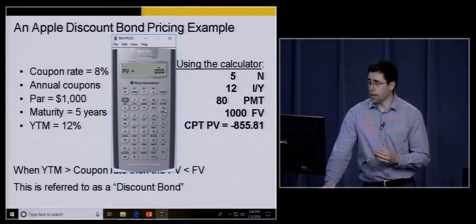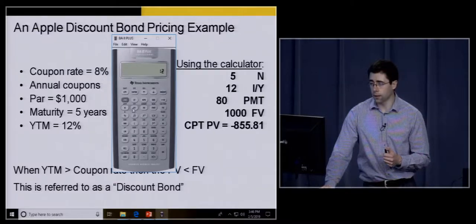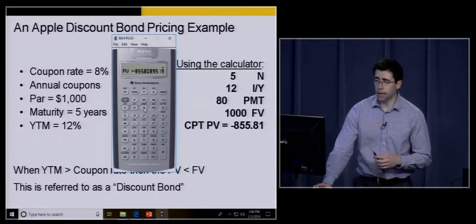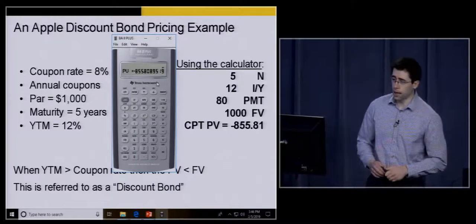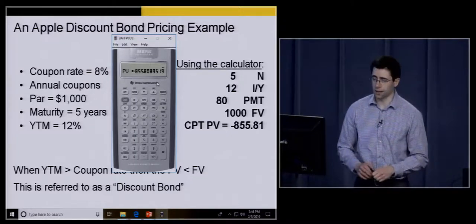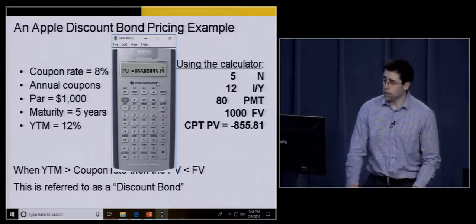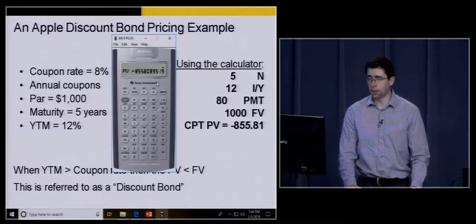And our N here, because we have 5 years until maturity, is going to be equal to 5. And our yield to maturity, which was just given, is 12%. So we enter that in as 12 under the I/Y, or yield. Finally, we can compute the present value by hitting CPT and PV, and that gives us a present value of negative $855.81-ish.